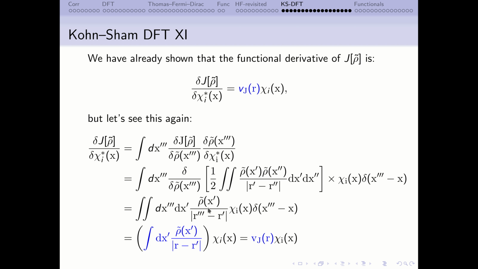And then we have rho tilde x prime divided by r triple prime minus r double prime, chi I x from here, and the delta function from here. And then this delta function collapses one more integral to give us a single integral over dx prime rho tilde x prime divided by r minus r prime times chi I x, which is the Coulomb potential times chi I x.